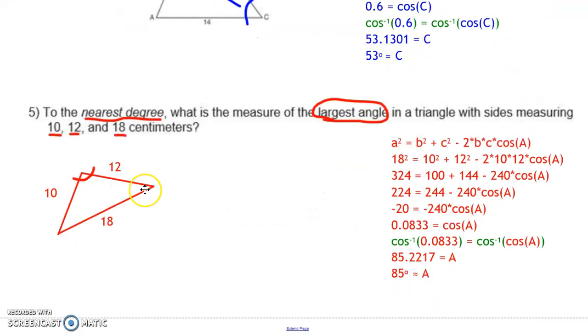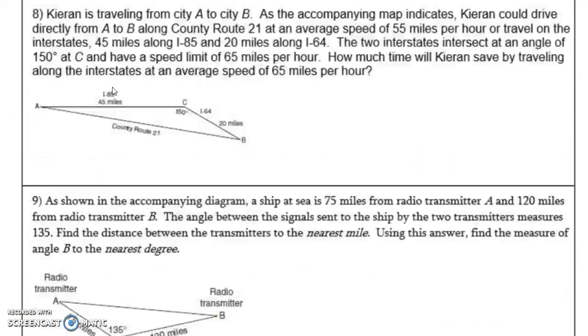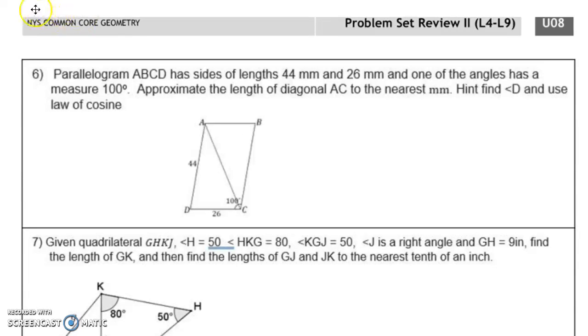Question number 5 was very similar to a question that we did previously. With the largest angle, you find the largest side. It's across from the largest angle, which means all we have to do is substitute into the law of cosines and then inverse cosine to get the angle. Take a look at the next page, pause the video, and see what you can do with it. And then check your answers.